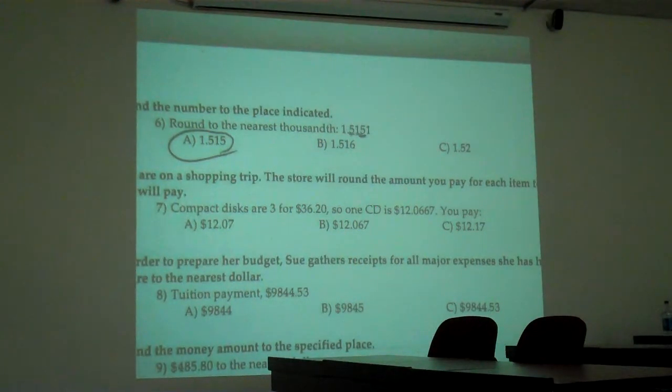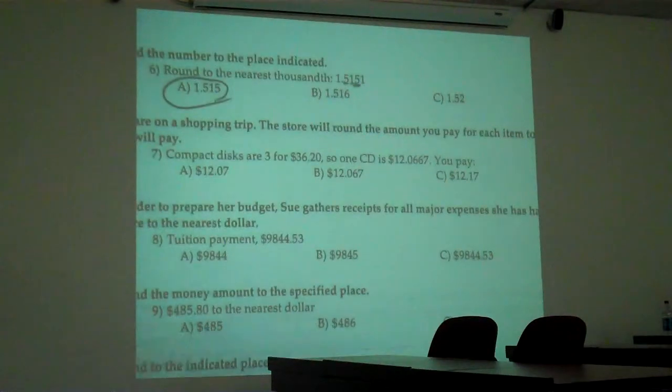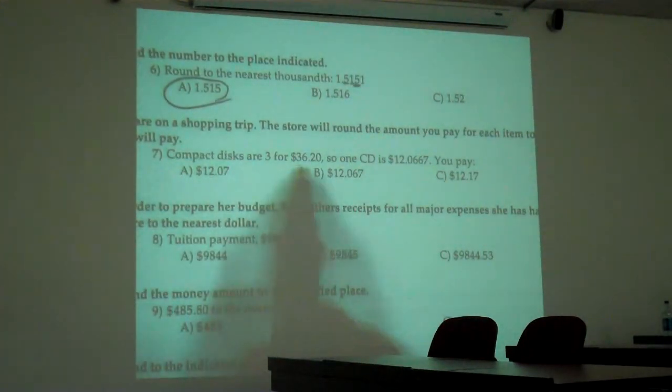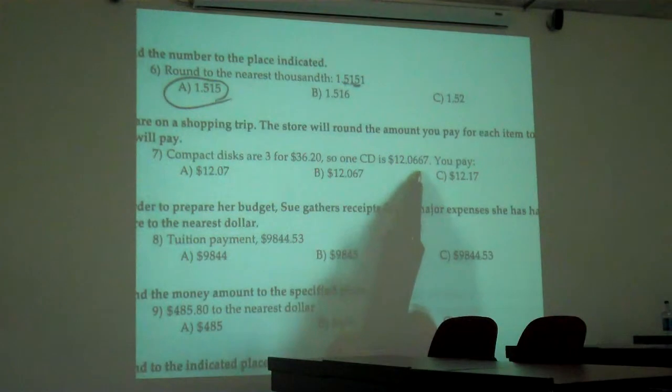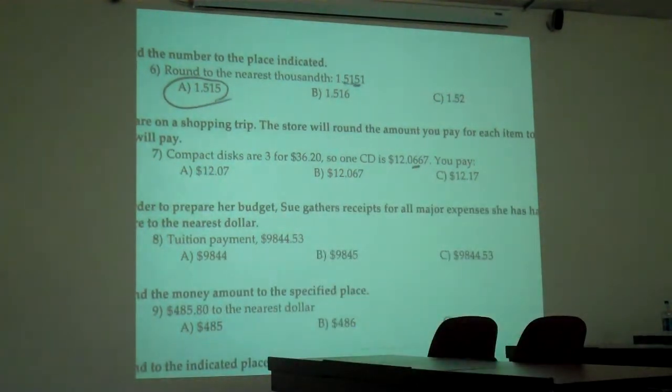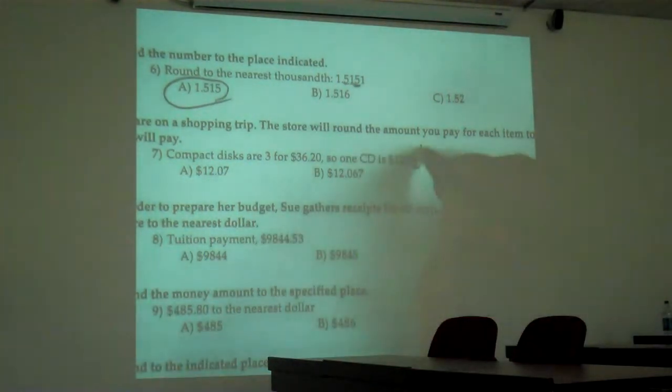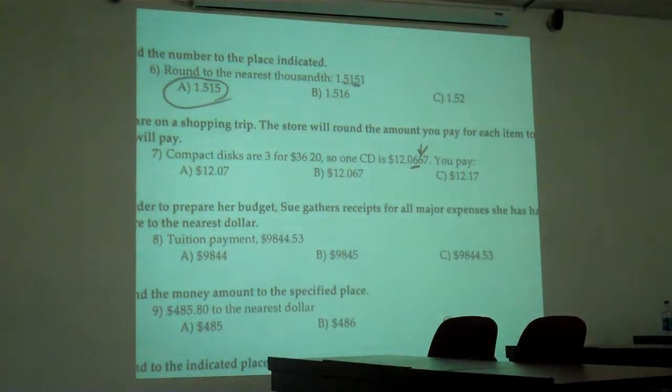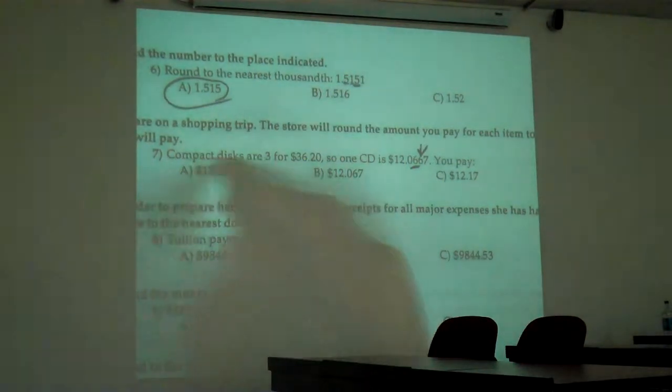Okay, you're on a shopping trip. The store will round the amount you pay for each item to the nearest cent. Find the amount you'll pay. For the CDs are 3 for this much, so one of them is 12.0667. You don't even have to do the division. You just have to round it to the nearest cent. So instead of 6 cents, it'll be 7 cents, right? Because you're going to look at the one after the cent. So 12.07.